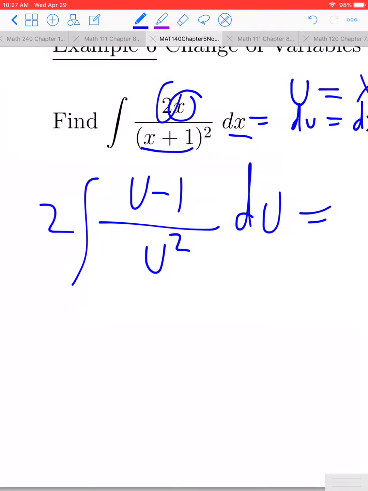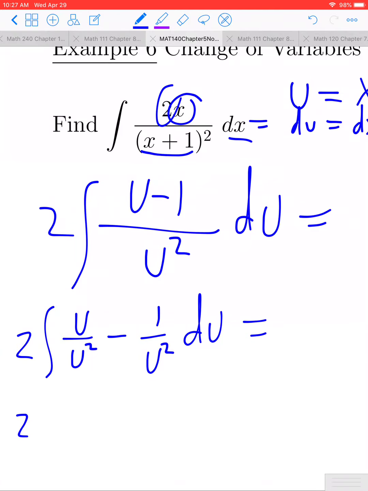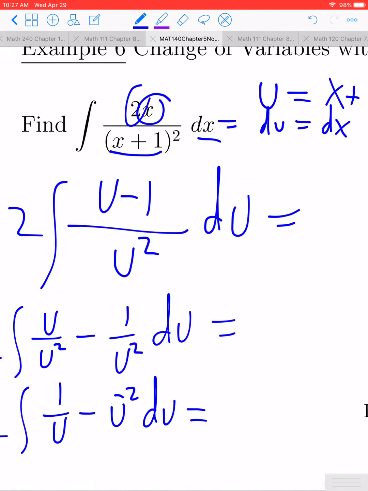From here, what we can do is split apart the numerator. I can write it as u over u squared minus 1 over u squared du. This is going to be 2 times the antiderivative. This is going to be 1 over u, which we know is going to integrate to a natural log. And this part here, I can rewrite as u to the negative second power du. And to that term, we can apply the power rule. So we get the following.